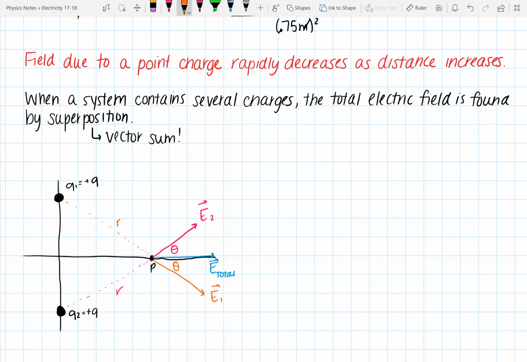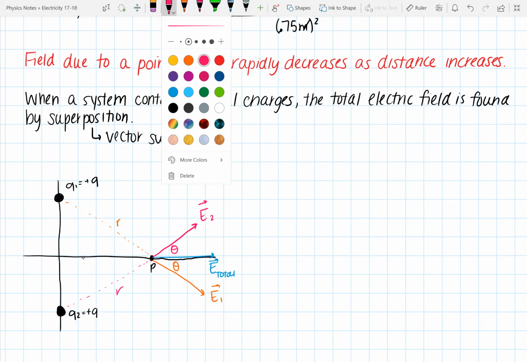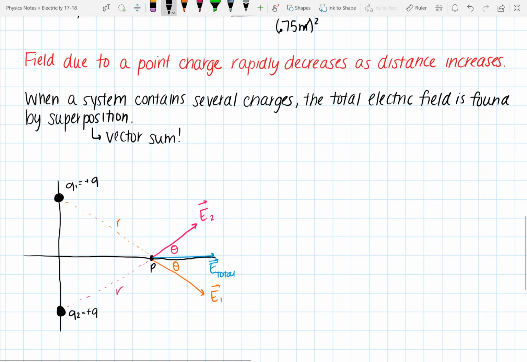So, since the two charges have the same magnitude and distance from P, E1 is equal to E2. So, because R1 is equal to R2, E1 is equal to E2. And because Q1 is equal to Q2.